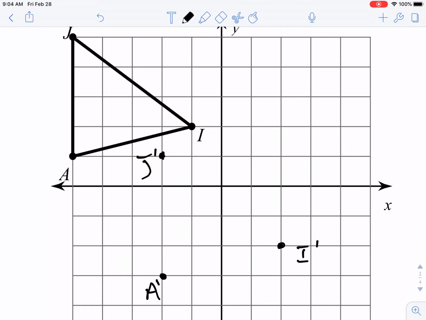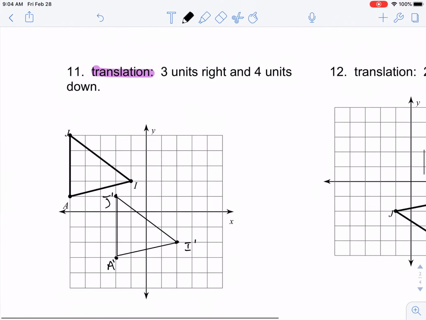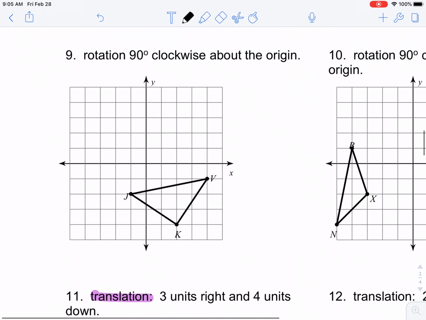So once you have your points where they need to go, you're going to connect your dots. And what should happen is you have the exact same shape that has just been slid across the graph. That is a translation. We're now going to take a look at a rotation.